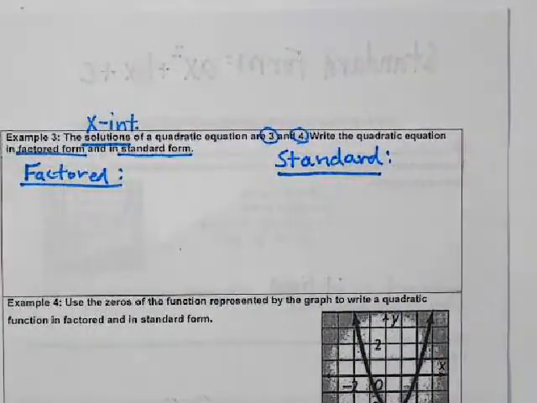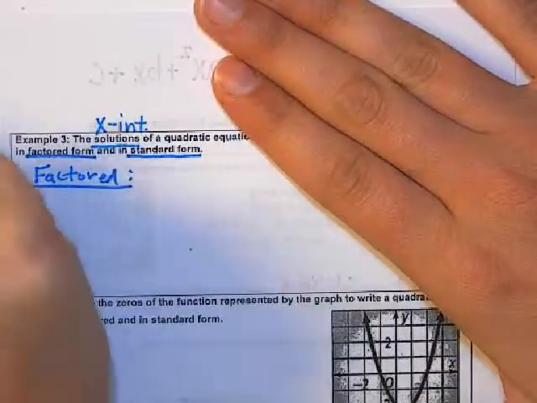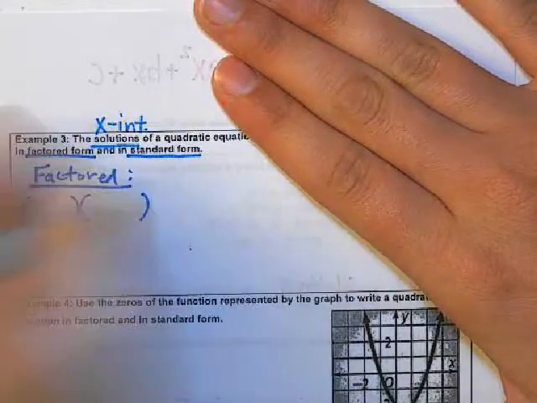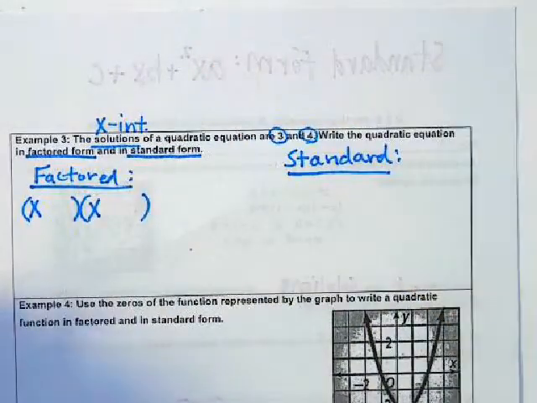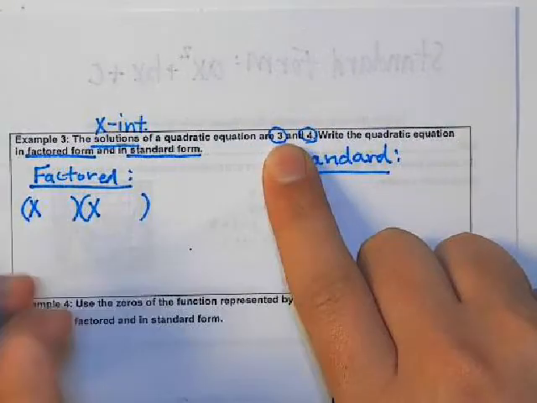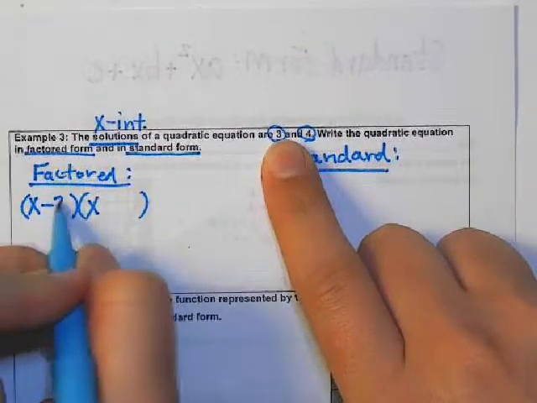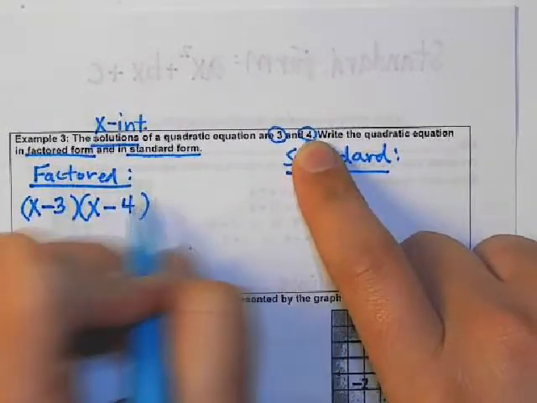Okay, what does factored form look like? Parentheses. And what goes first in those? X and X. Okay, what do I have to do to these roots? Flip the sign. So positive 3 becomes minus 3, positive 4 becomes minus 4. And that's my answer.